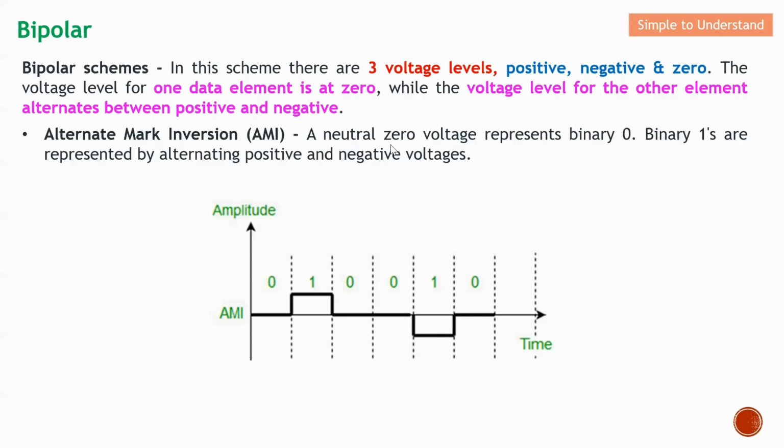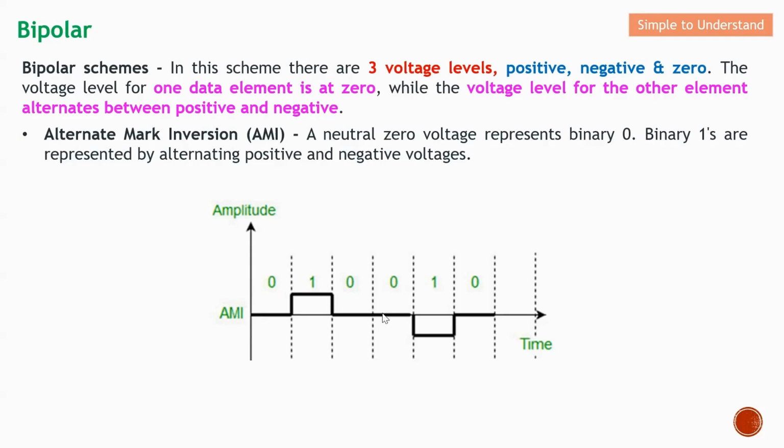Basically, a neutral zero voltage represents binary zero, while for binary one, they are going to alternate between positive and negative. Let's take a look at this diagram in order to understand better. For example, when the message is equal to zero, I'm going to indicate it by zero. This is what we call the zero voltage here. And then let's say the next message is one, I'm going to indicate it by positive. As you can see from here, a positive level. And again, the message is equal to zero, I'm going to remain at 0 volt.